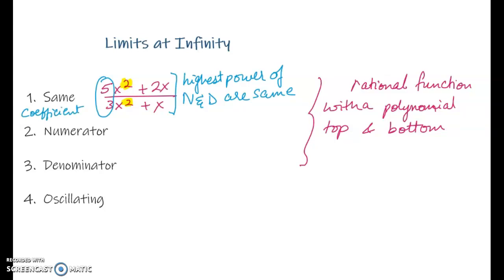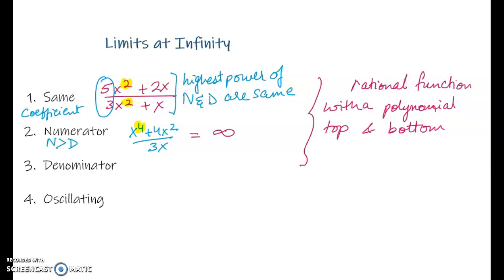Now, the numerator case is when the numerator's power is greater than the denominator's power. For example, take x^4 plus 4x squared over 3x. You can see the numerator has the highest power of 4, but in the denominator the power is only 1. So in this kind of scenario, when the numerator's power is greater than the denominator's, the resultant limit would be infinity.